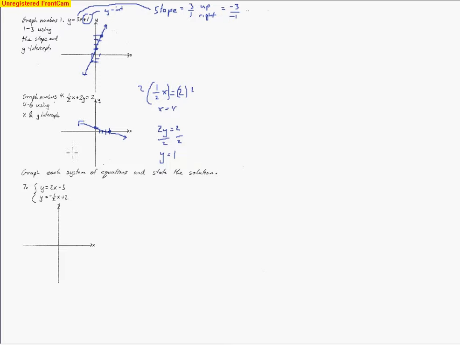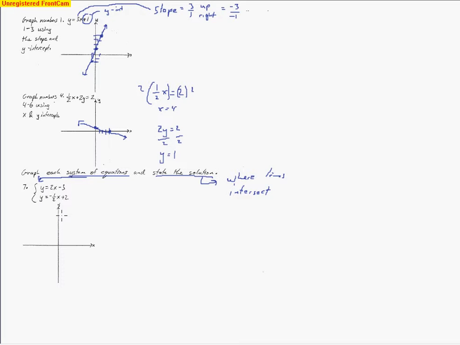Well, the next set of directions asks us to graph the system of equations. That means we have to graph on the same coordinate plane. When we see those braces around 2 equations, that means they want us to graph on the same coordinate plane. We're also going to state the solution. The solution is where the lines intersect, where they end up crossing.